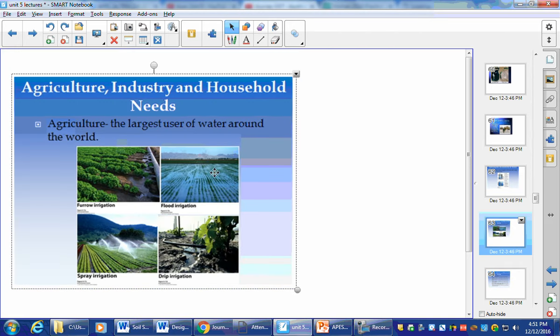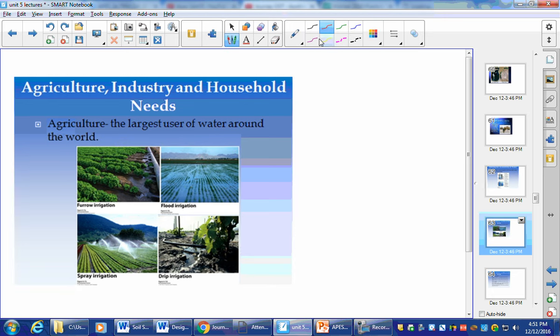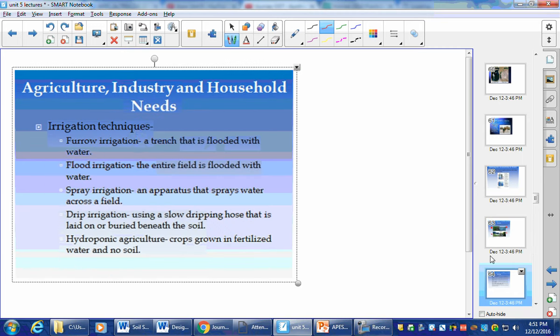Right, let's talk about some ways that we use water in agriculture. Furrow, flood, spray, and drip irrigation. These are actually the order of efficiency here. Four, this is the oldest, easiest way. Three, two, and one. There are some pros and cons to each of these. I'd recommend that you look at those.